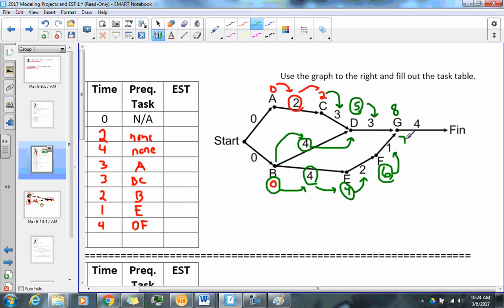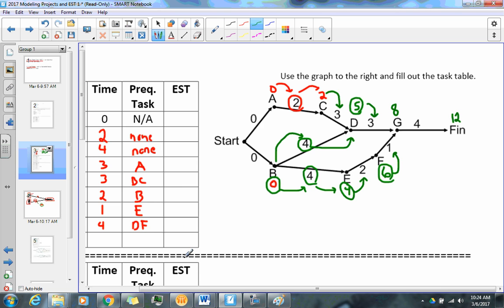So you're going to take the 8 or 7. Well, hopefully at this point, you know to take the larger number. So that means G will be 8. And lastly, if G is 8, it takes 4 minutes. The finish is 12. So those are the ESTs.